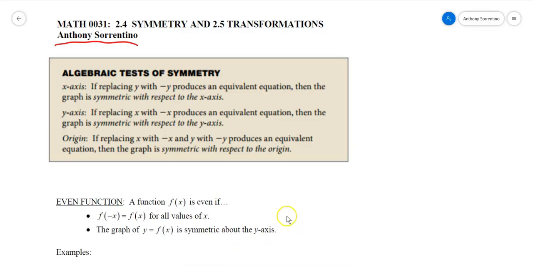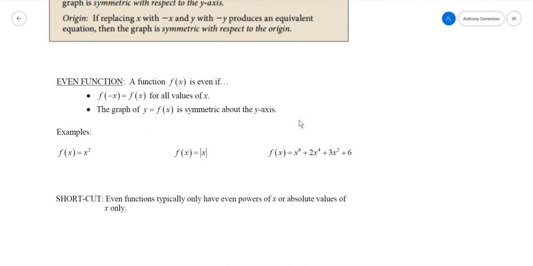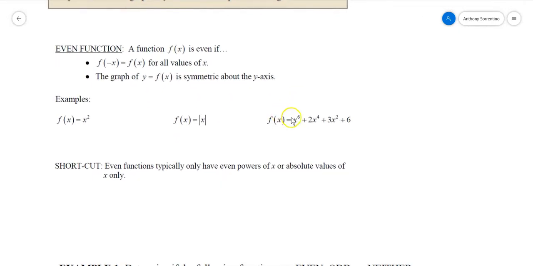And those parameters that I was talking about are centered around even functions, odd functions, and functions that are neither. So an even function, the test is essentially if f of negative x equals f of x for all values of x, then it's an even function. Or if I look at a graph, it's symmetric about the y-axis. So symmetry about the y-axis makes it an even function.